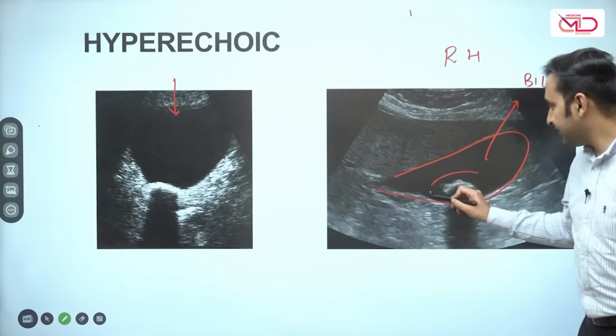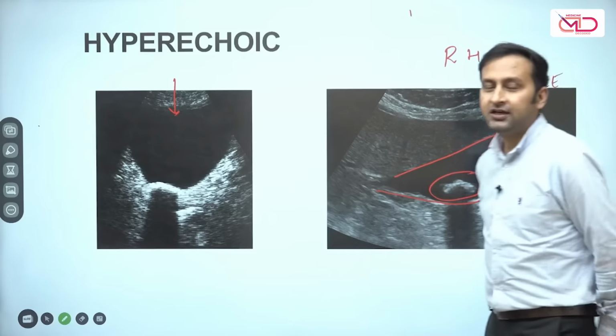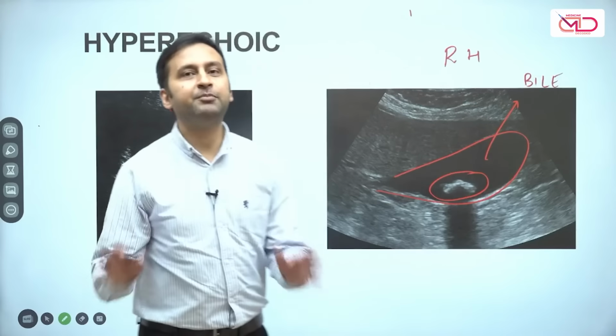Now you see that inside this gallbladder, we can see a structure which is very, very white or very, very bright on sonography.